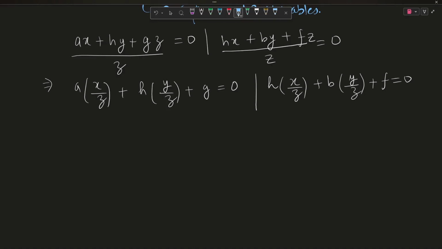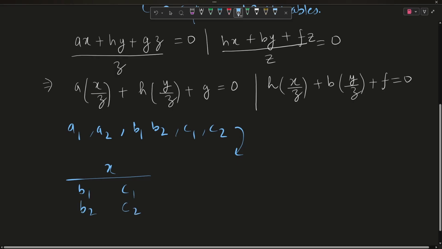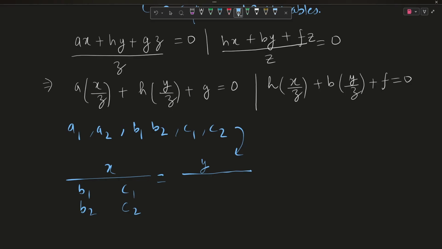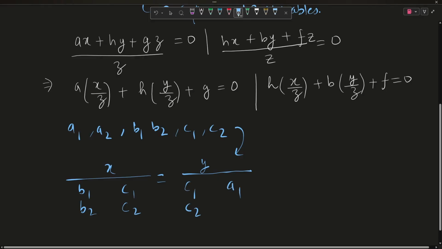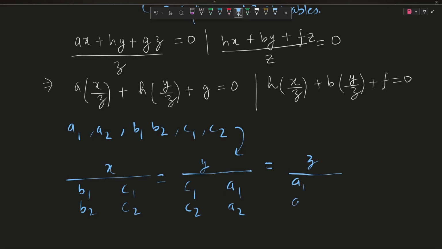Now we will be taking the values of a1, a2, b1, b2, c1, c2, and then substitute those values in the formula x upon b1, b2, c1, c2 is equal to y upon c1, c2, a1, a2 is equal to z upon a1, a2, b1, b2. This we have discussed in the previous videos, right? If you want to watch it, you can go and watch it.